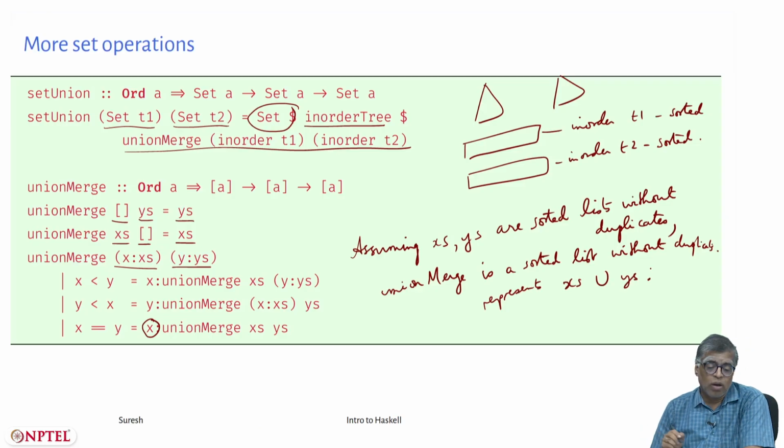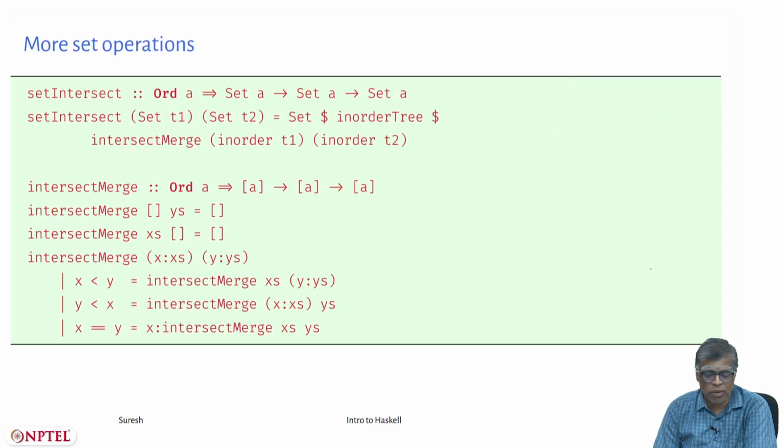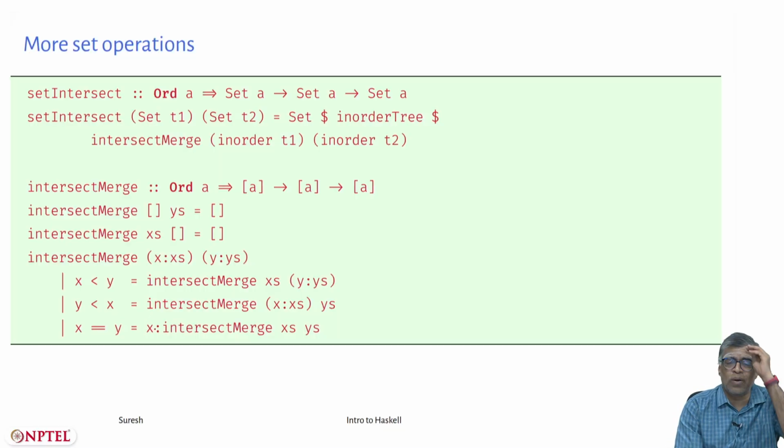Okay, great. And if I can do union, I can also do intersection, because all I need to do is just do intersect merge, where intersect merge says that if x is less than y, then I know for a fact that x will not be in the intersection. So, I just do intersect merge x's y colon y's. If y is less than x, I know for a fact that y will not be there. So, I do intersect merge of x colon x's y's. If x is equal to y, I retain one copy and then just proceed as usual.